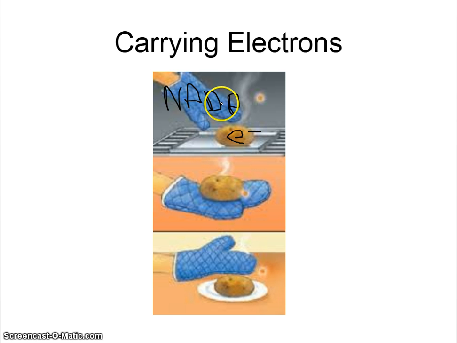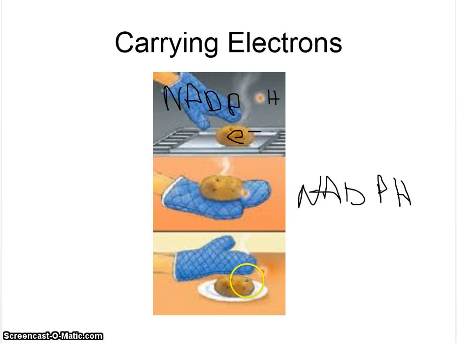So the NADP is going to grab a hold of those electrons and also grab a hold of that hydrogen ion. Okay. And so then it will carry those. So you've got your NADPH, and it's going to take them from the oven and set them down somewhere else so that it can be eaten. And that's kind of exactly what you have going on in the cell.